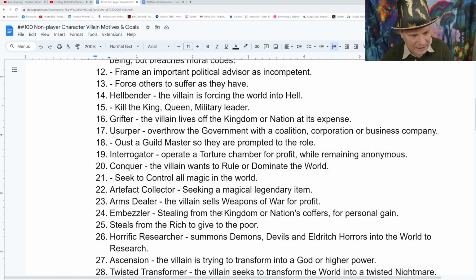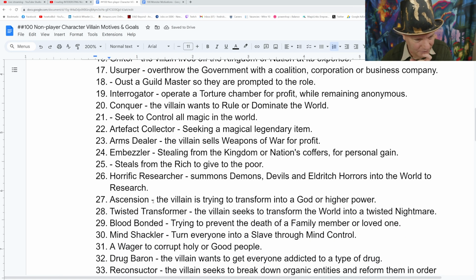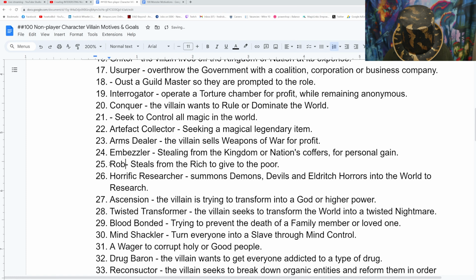Arms dealer, the villain sells weapons of war for profit. Embezzler, stealing from the kingdom or nation's coffers for personal gain. I feel like we've kind of got something very similar already. Steals from the rich to give to the poor. It's sort of like Robin Hood. We don't have a tag name for it though. We could probably just call it Robin Hood. I don't want to call it Robin Hood though.